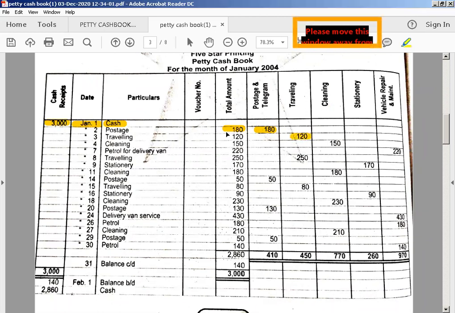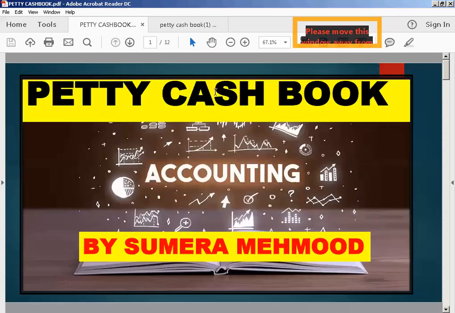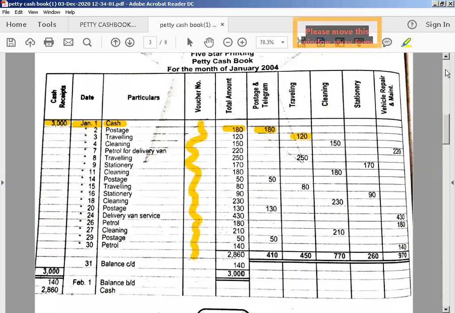You can see in this question there is no voucher number, so the voucher number is not available. So we are not writing the voucher number over here, so it will be left blank, clear?